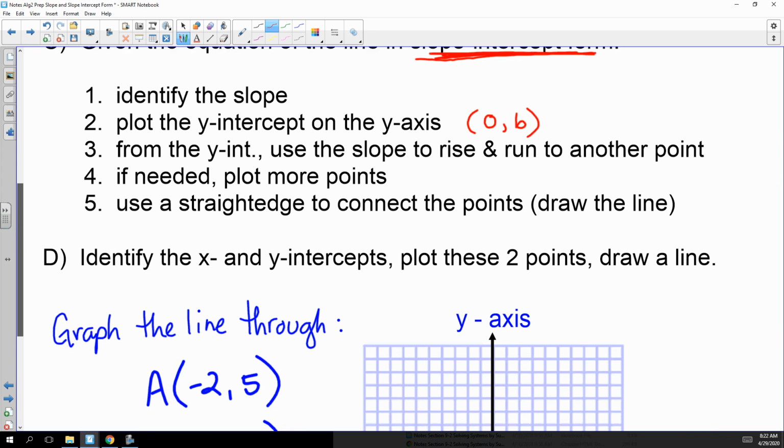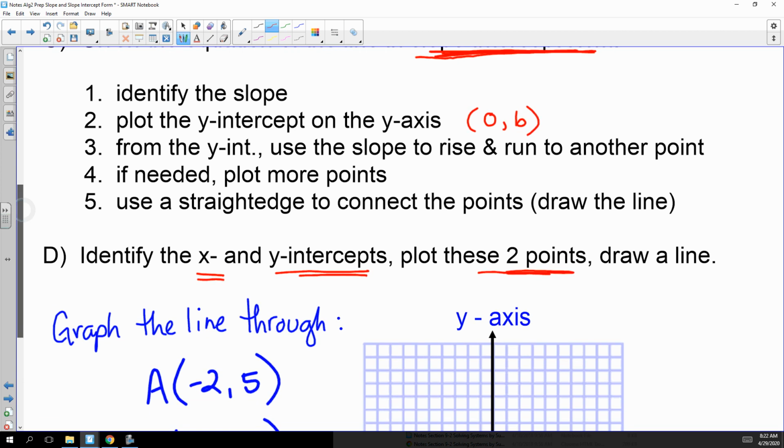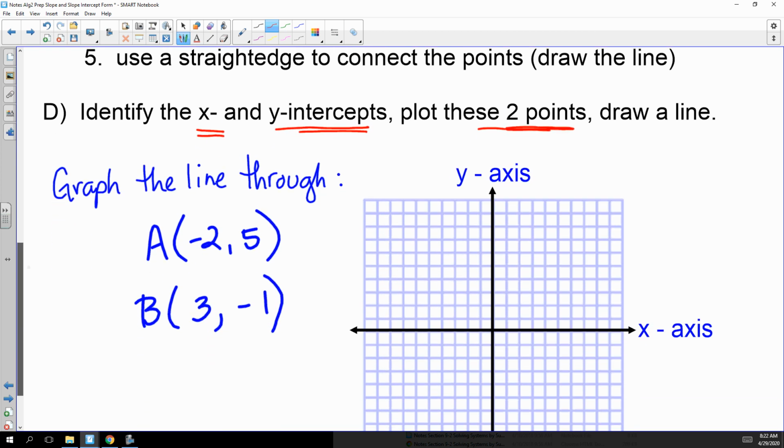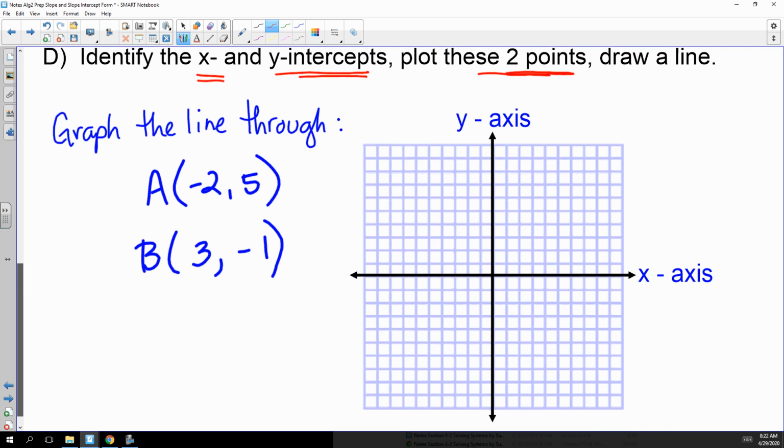And then one last way that you might want to graph a line is to identify the x and y intercepts, plot these 2 points and draw the line. That's something that some students don't use quite as much, and I'll give you a hint as to when it's a really good idea to do that: when the coefficients of x and y are easily divisible into the constant value, okay? So first we're just going to do one of those basics.